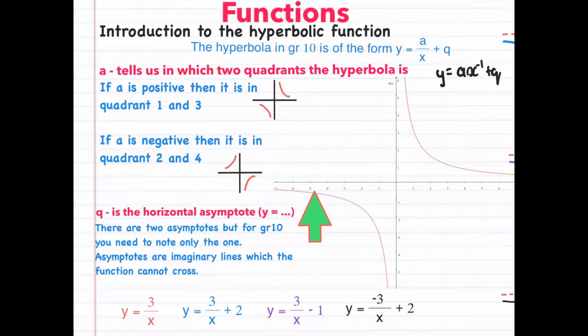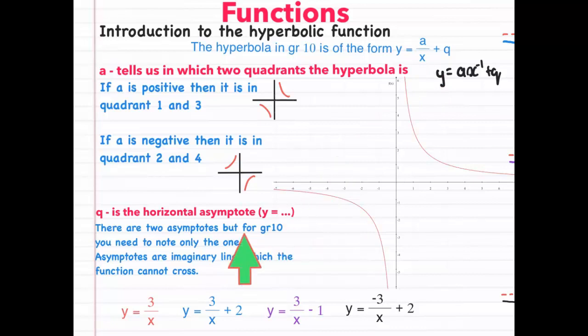Now the horizontal one is like a horizontal linear line, right? And when we have a horizontal linear line, we always say y equals the place where it goes through the y-axis. So this asymptote is called y equals 0, and the vertical one, for a vertical linear line, you remember this from our linear equations, it's always where that vertical line goes through my x-axis, so this one will be x equals 0. Now, we will look at that a little bit later on, but let's just continue here. So, we know now that a tells us in which quadrants the hyperbola will be, and the q tells us where the asymptote will be.